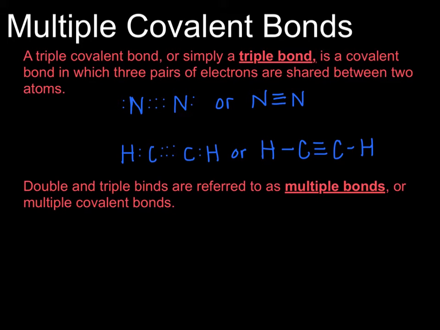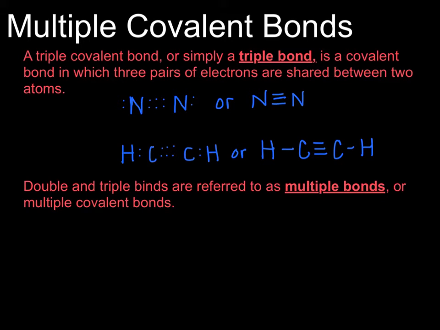Likewise, with the next example, hydrogen and carbon each share a pair of electrons. That's a single bond, but the 2 carbons share 3 pairs of electrons, so that is going to be a triple bond. We see again we can draw those bonds as lines. Double and triple bonds work the same way.